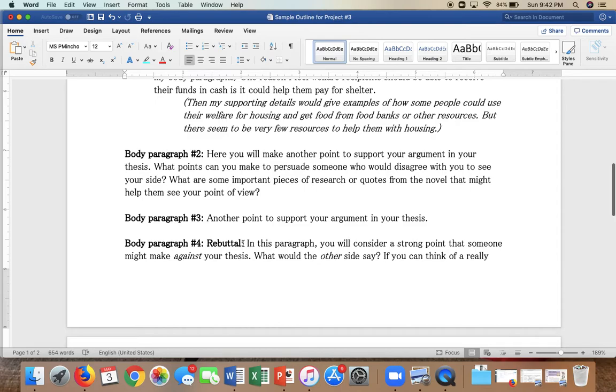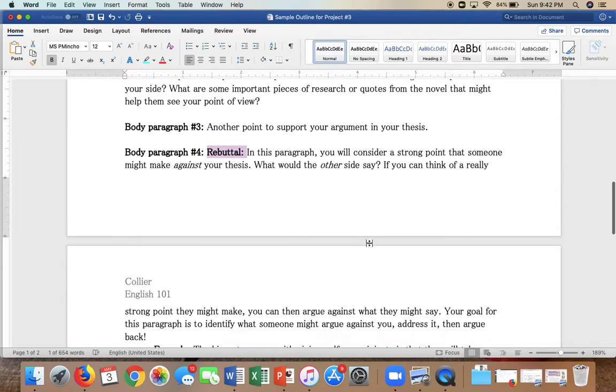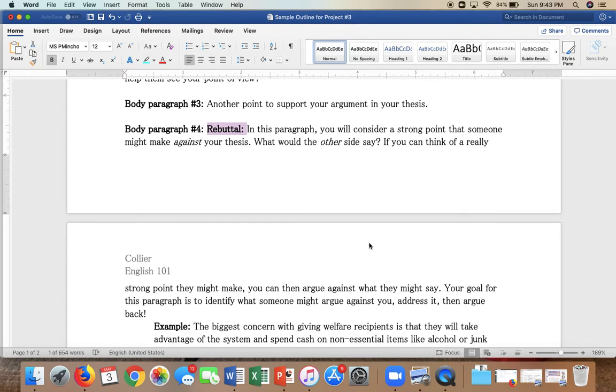You do also need to include what we call a rebuttal. A rebuttal is something that is addressed with argumentative or opinion writing. So a rebuttal is what would the other side say to your argument. As I said, your thesis should be controversial. You should have something that somebody else would oppose.